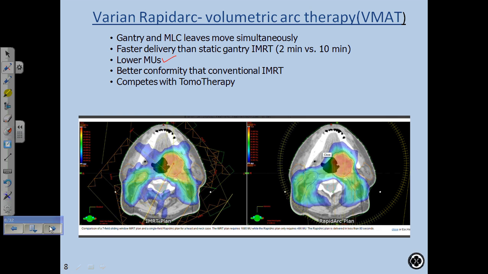So if we converted from static field IMRT and said we're not going to do any more static field IMRT, we're going to do everything RapidArc, you can actually reduce the amount of shielding in your walls. Not that you'd do that, it's crazy. But if you're starting from scratch and building a facility, and you say we'll do static field in this room and RapidArc in this room, you would need more shielding for the IMRT because your MUs would be a lot higher. Better conformity than conventional IMRT, we know that. And this RapidArc competes with tomotherapy. Let's see what the next slide is.